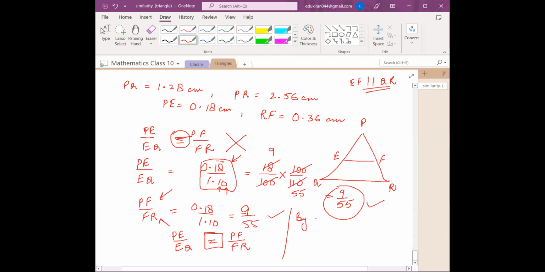So by converse of Thales theorem or basic proportionality theorem, and always write complete. Sometimes I write in short BPT, but you will write complete: by converse of basic proportionality theorem, EF is parallel to QR, right?